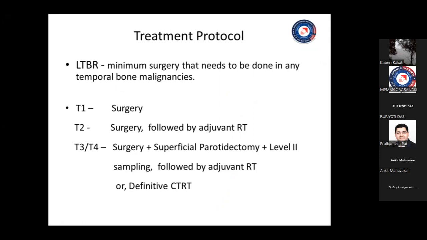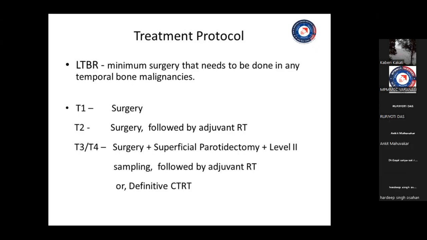In T1 tumors, we usually go ahead with surgery. In T2, we usually go ahead with surgery followed by post-op radiation. In T1 and T2 tumors, we usually do not go ahead with a prophylactic superficial parotidectomy if there are no intraparotid nodes in the imaging, because there are reports that the intraparotid nodes in T1, T2 can be as low as less than 5%. So we usually do not go ahead with a prophylactic superficial parotidectomy.